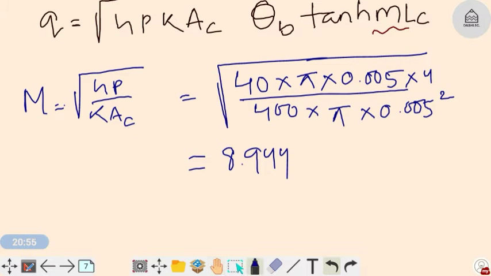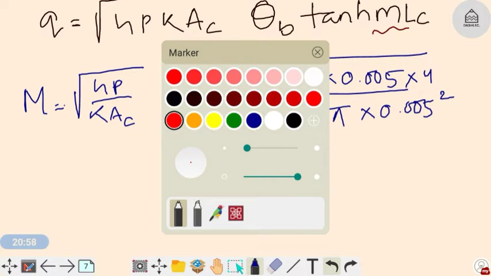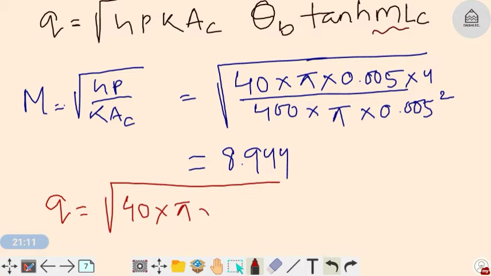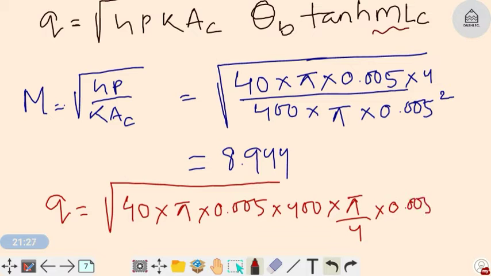Okay, now I'll find out the q. So q will be root over of hPkAc. h is 40, P is pi into 0.005, k is 400, Ac is pi by 4 d square, that is 0.005 square. Okay, this is the term I have written.